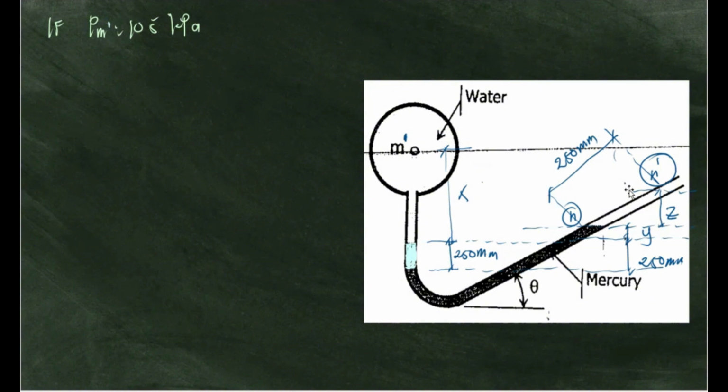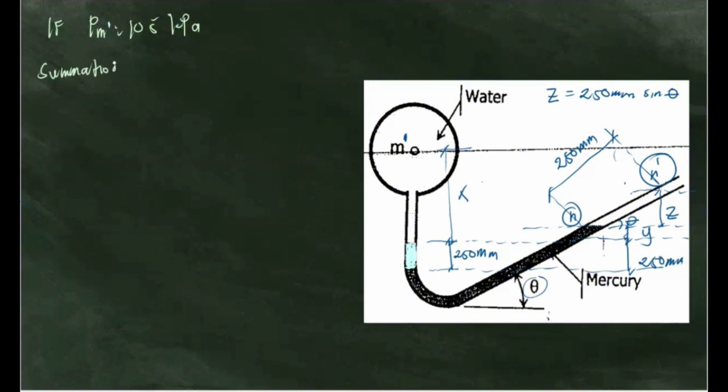Now, if the vertical gives the maximum value, we need to get the vertical distance. So z, if this is our theta, then here it is level, this is also theta. So that is equal to 250 millimeter sine theta. Okay? So, if that's complete, let's sum again our pressure head.